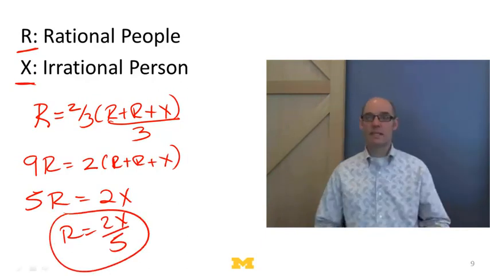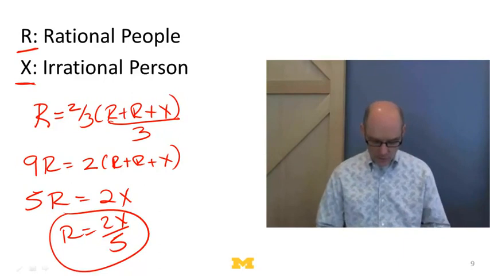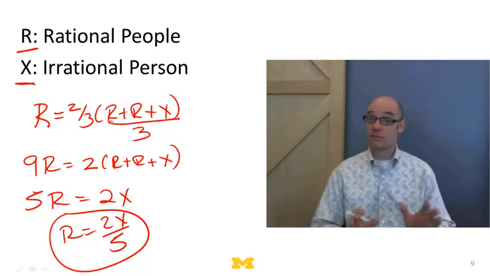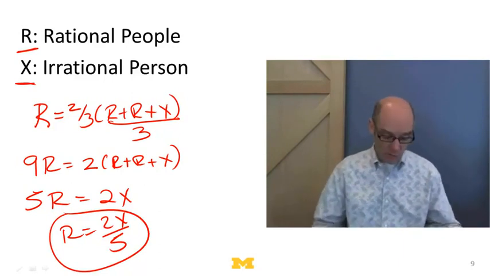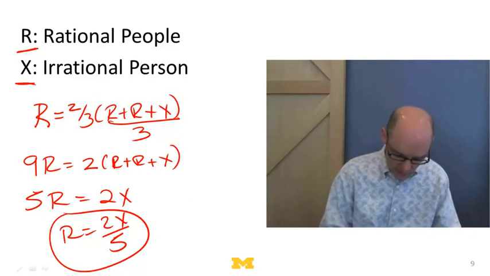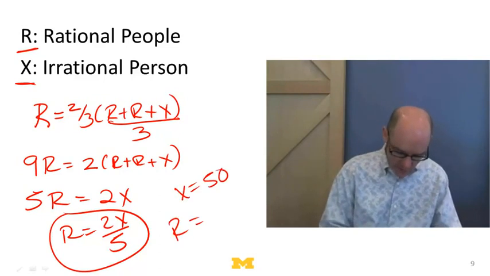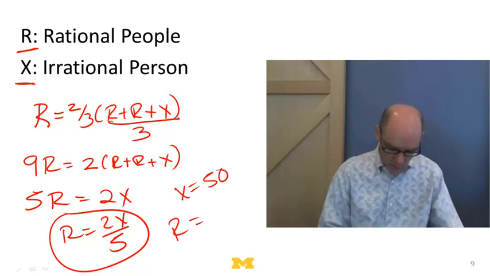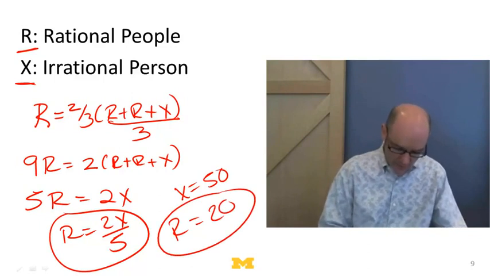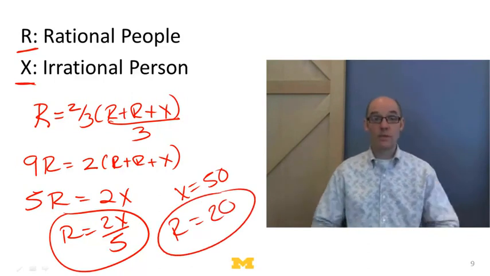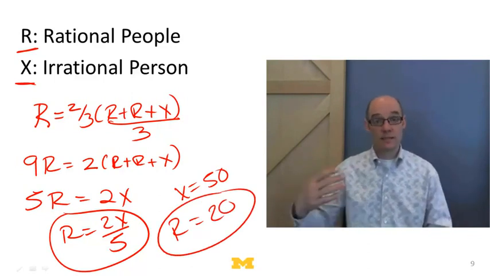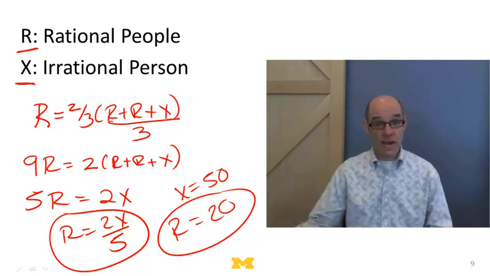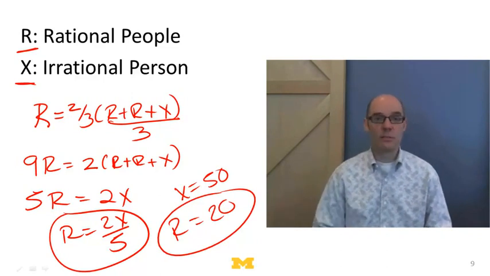So what that means is, if we both think this other person is, I don't know, totally irrational, suppose we think the other person is going to choose 50. Then R equals 2 times 50 over 5, so R is going to equal 20, right? So if the other person chooses 50 and we both choose 20, the sum will be 90. So the average is 30, and 2/3 of the mean will be 20.